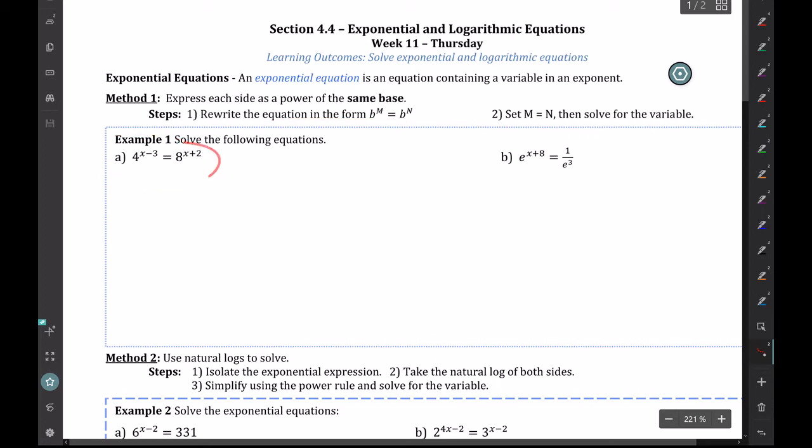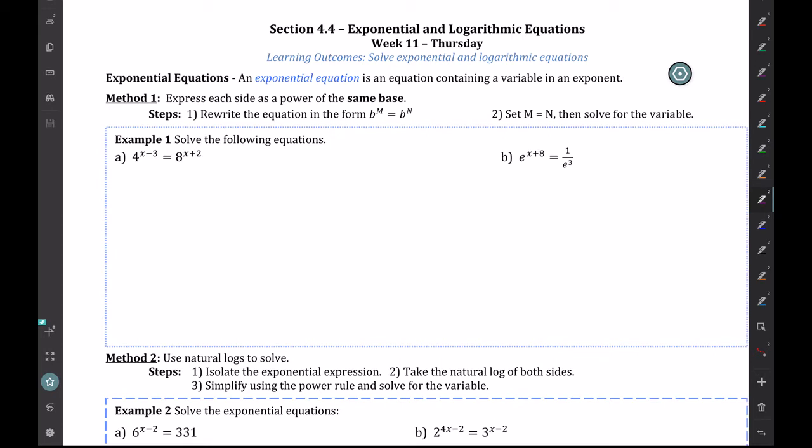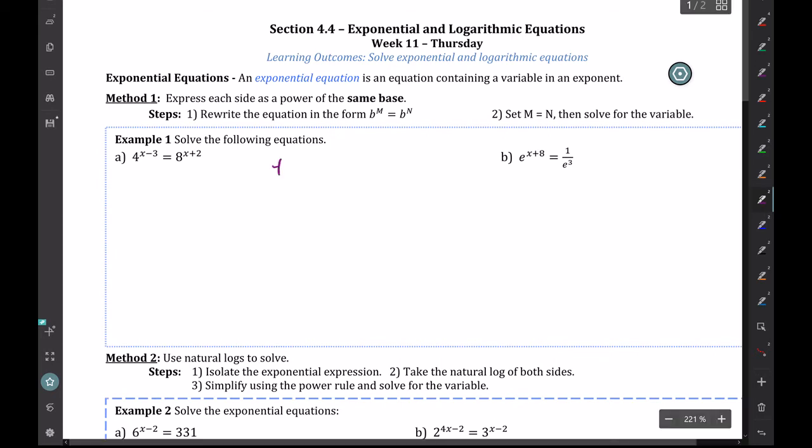Now for example 1 here, what we're going to do is write these in the same base. If you look at 4 and 8, they're both powers of 2, right? So 4 equals 2 squared and 8 equals 2 cubed. What that allows you to do is note that this is really 2 squared raised to the x minus 3 equals 2 cubed raised to the x plus 2.